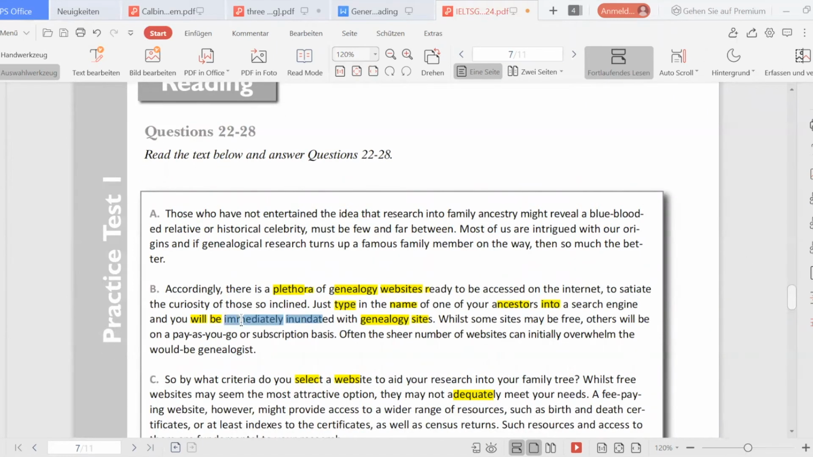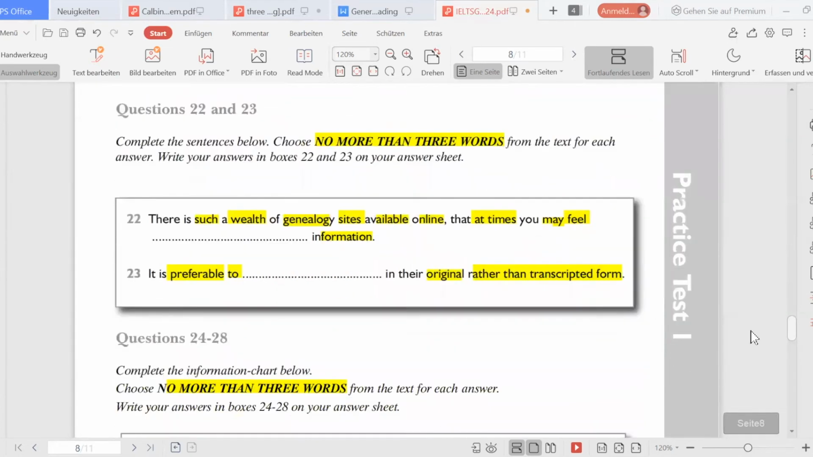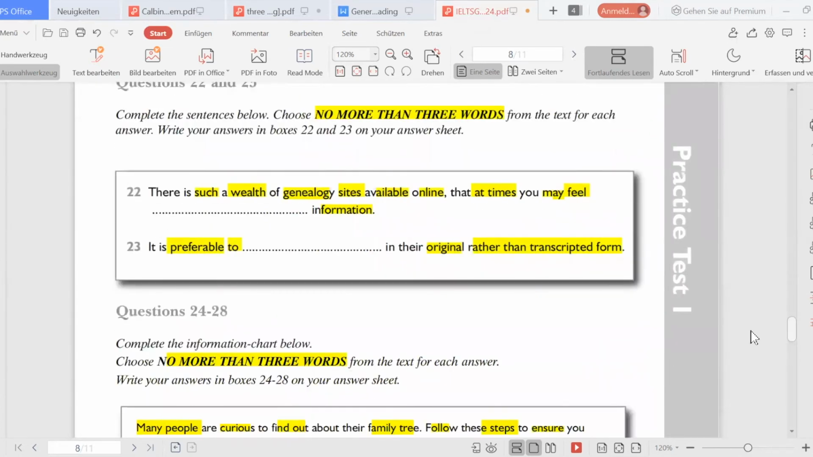Immediately inundated with information. The information here is the genealogy sites. Okay, you may feel immediately inundated with. There are actually 3 words. You can leave out the "immediately" if you want. Important is "inundated with," 2 words, but you can also pick all 3 words. All right. Moving on to the next question, 23.